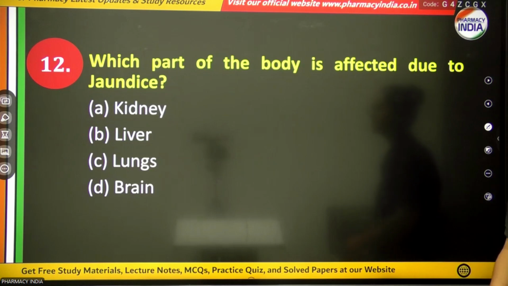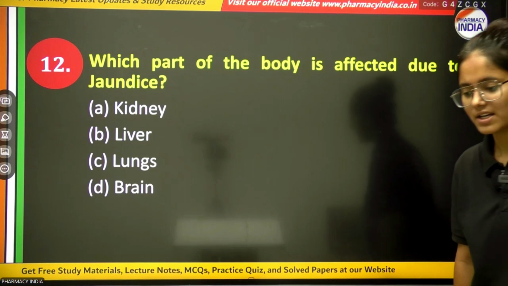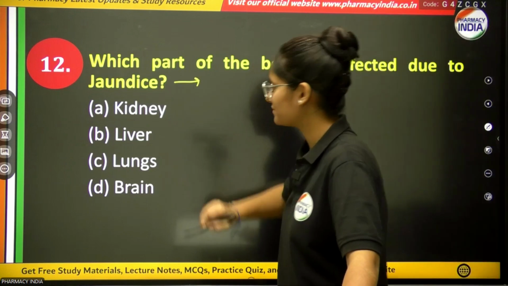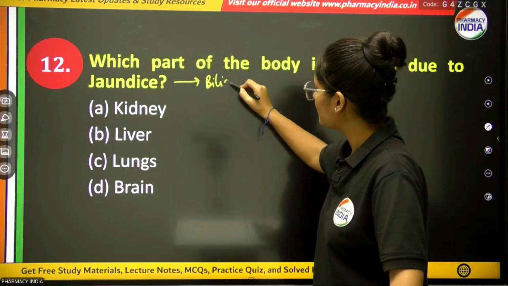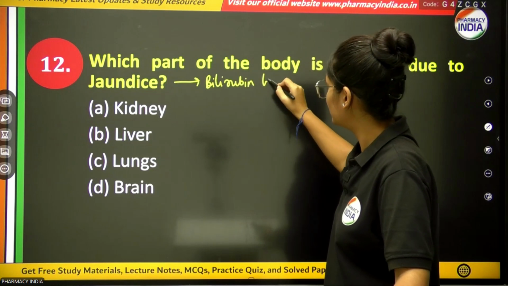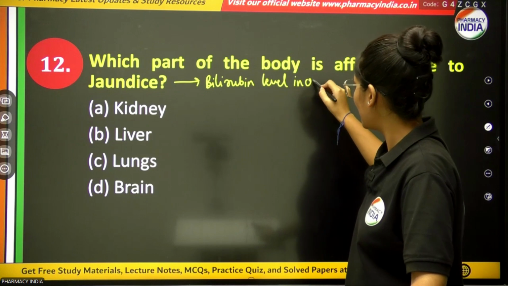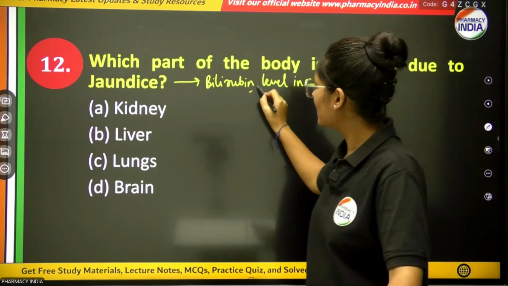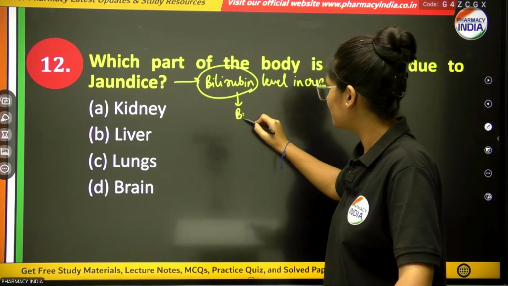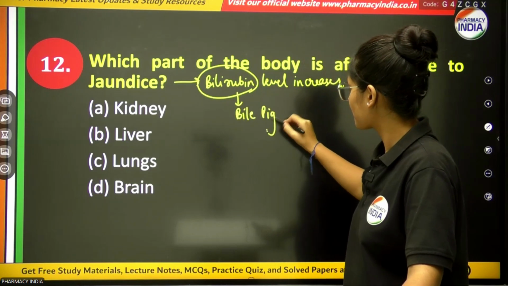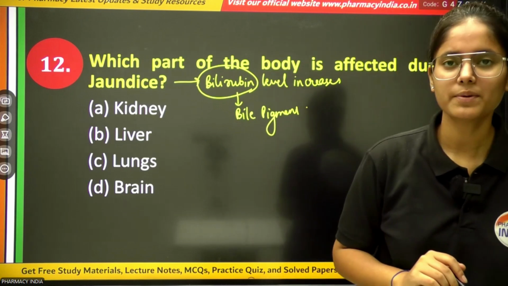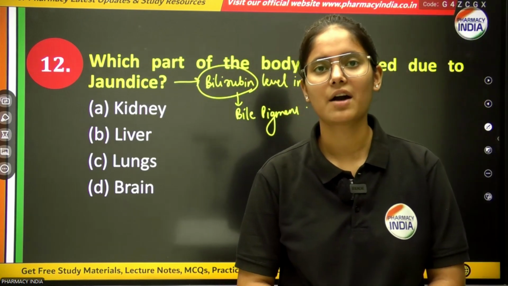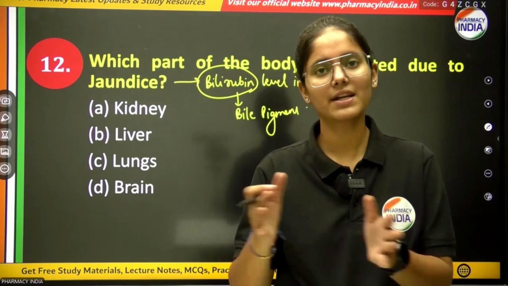Alright, next question. Which part of the body is affected due to jaundice? Now, what is jaundice? Jaundice is a type of disease in which your bilirubin level increases. And now what is bilirubin? Bilirubin is a bile pigment. What forms bilirubin? Bilirubin is formed by the rupture of RBCs after 120 days, means after their lifespan.